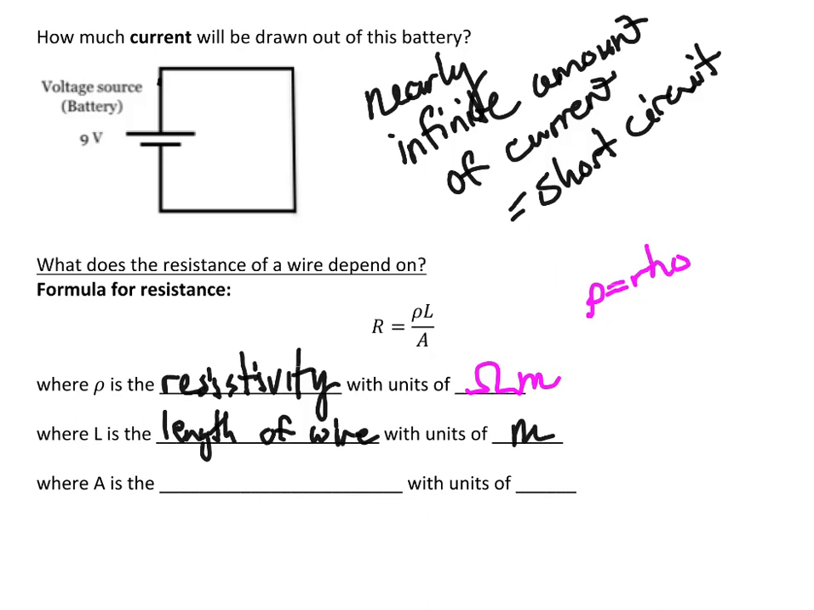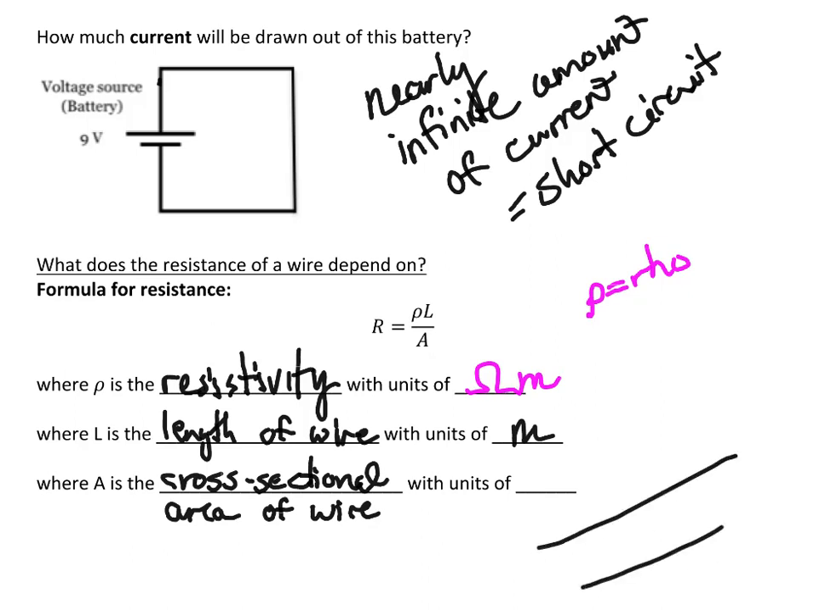On the bottom here is what's called the cross-sectional area of the wire. So what I mean by that is if this is your wire here, we know the length of it, right? That's L. But if I kind of zoom in on it, it's probably a cylinder. The cross-sectional area is this area right here. So that is the cross-sectional area.